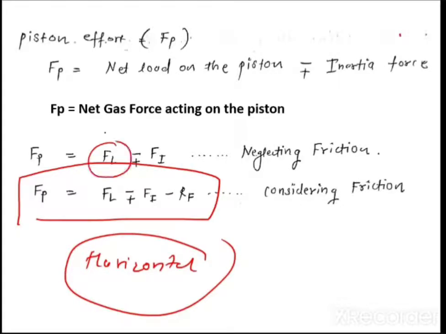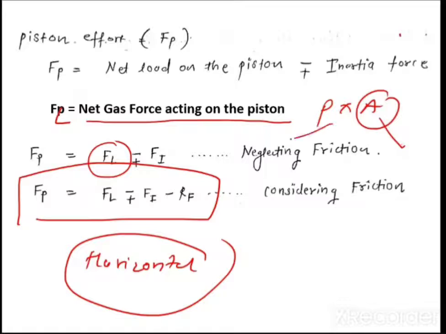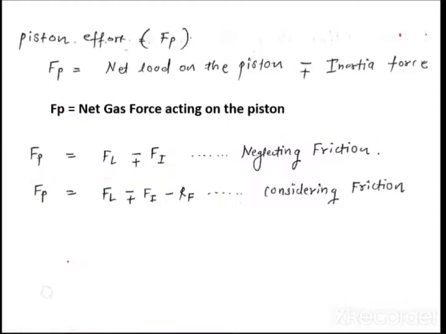What is FL? FL is nothing but the net gas force acting on the piston. What is net gas force? P multiplied by area. What is area? Pi by 4 d square. What is P? Net gas pressure. Now what is this P? P is nothing but P1 minus P2. So this is how we calculate this. Okay, so I hope you understand this.